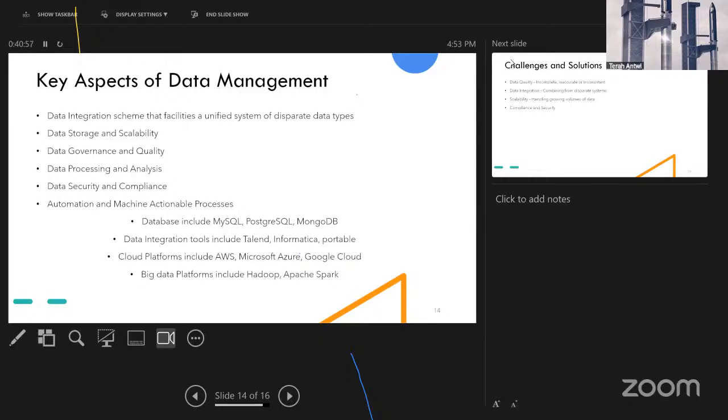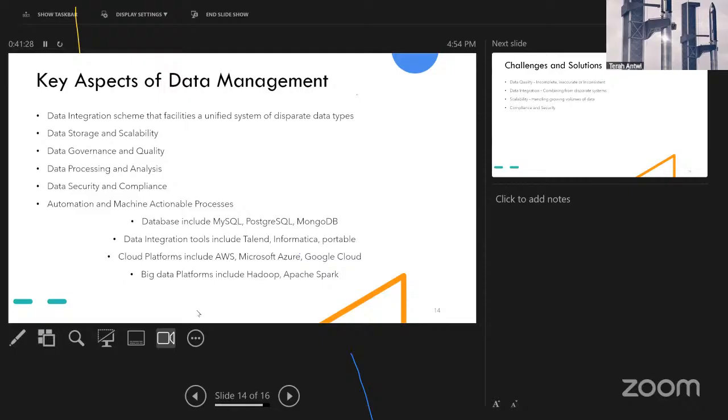We have these cloud platforms that provide services. So AWS, Microsoft Azure, Google Cloud, they are all cloud platforms that can house some of these data, or can even help you with your real-time data transmission. The big data platforms, we have Hadoop, Apache Spark. These are all big data platforms that will help you handle your big data.